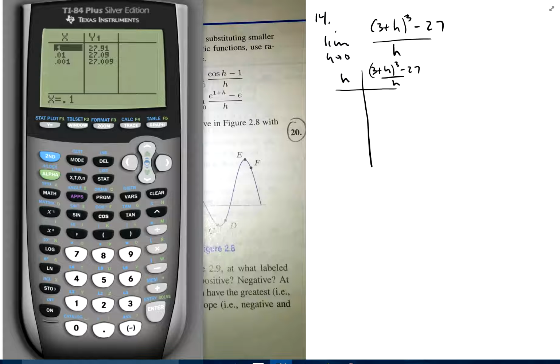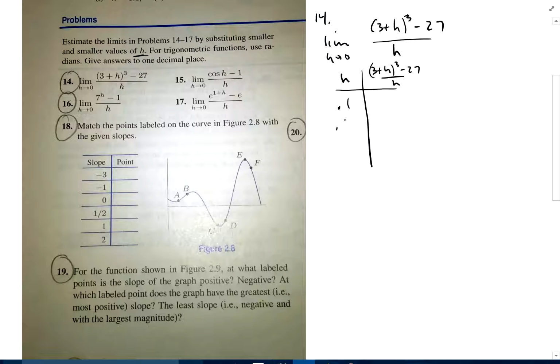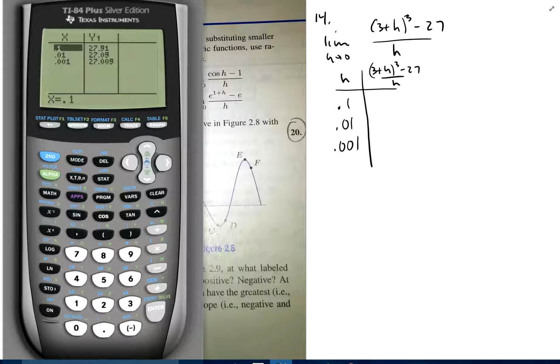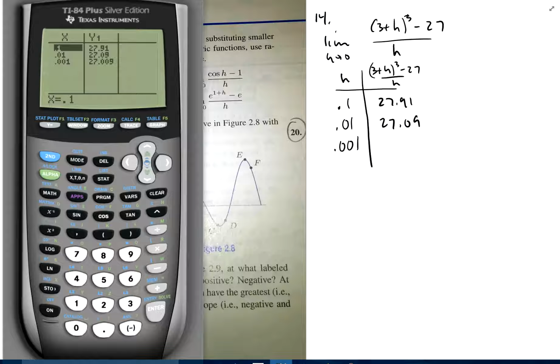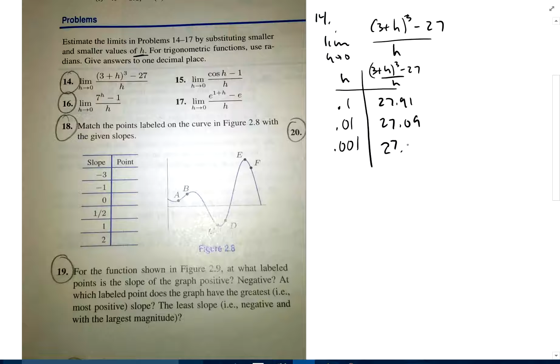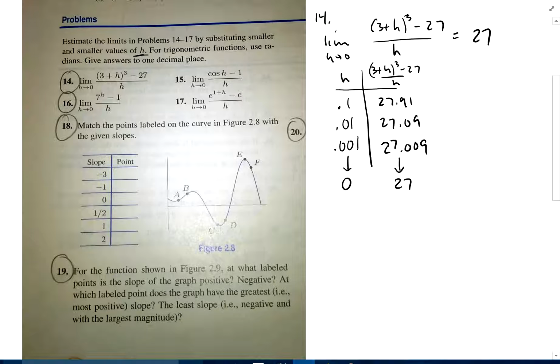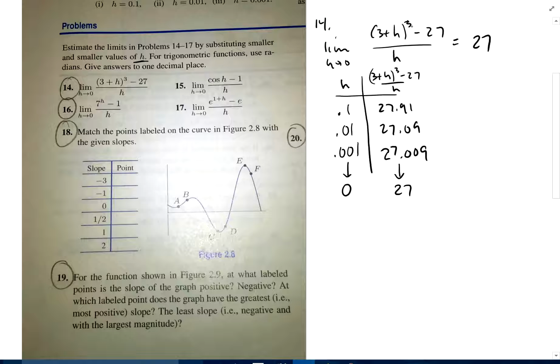And this already has 0.1, 0.01, 0.001, 27.9, 27.09. If any of you guys know a way to keep this up when I do this, that would be great. I would love to know that. 27.009. I think you see a pattern. So as the h gets closer to 0, this gets closer to 27, which means this limit is 27. Alright? So in class, we'll take a look at doing one like that algebraically, because I want to talk to you about cubing binomials like that.